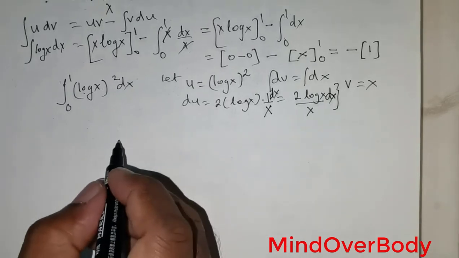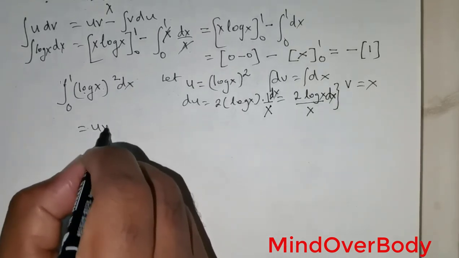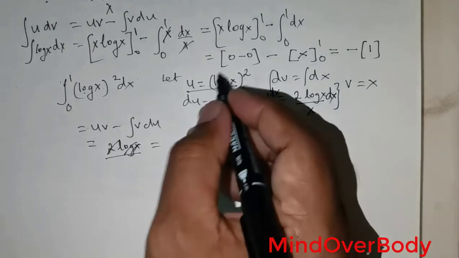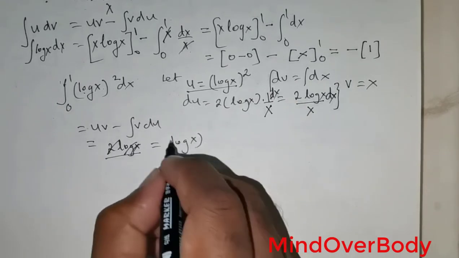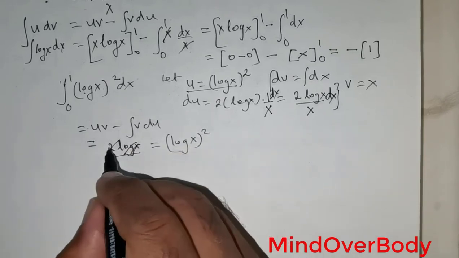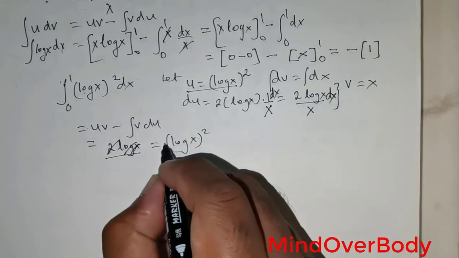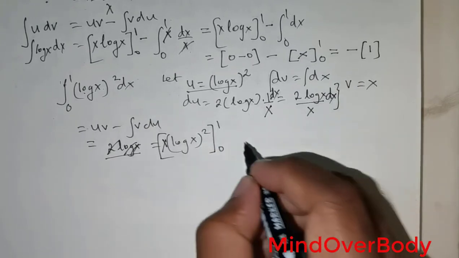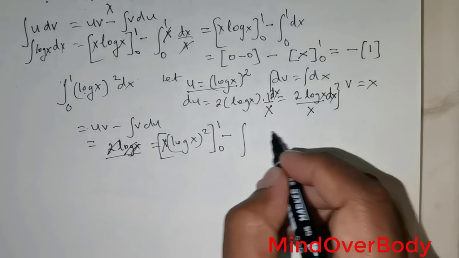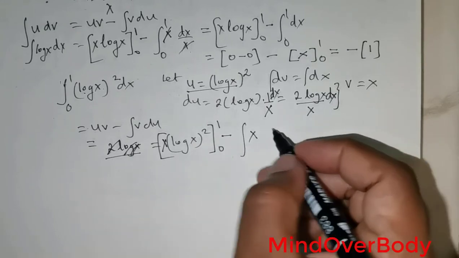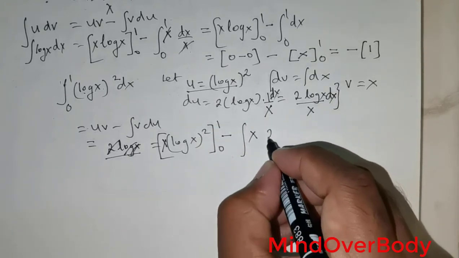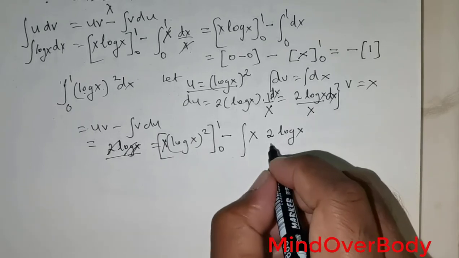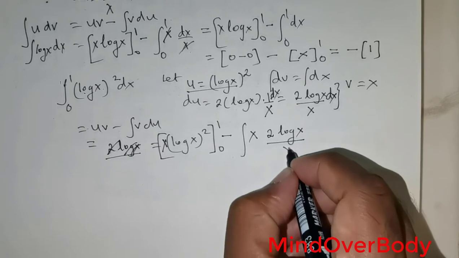That's important. So formula uv negative integral v du, this is equal to u, my u is log x raised to the power of 2, my v is going to be x. So let me just place it, and the limits are 0 to 1, negative integral, my v is x, my du is going to be 2 times log x divided by x.